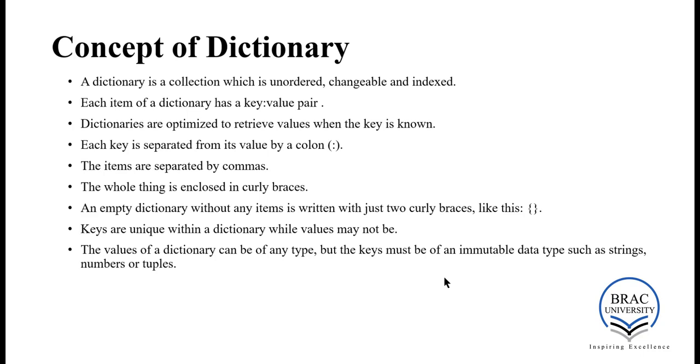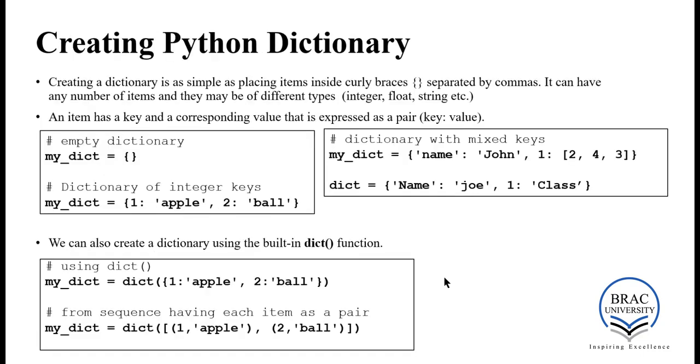So, let's talk about how to declare dictionary. Creating Python dictionary. Creating a dictionary is as simple as placing items inside curly braces separated by commas. It can have any number of items and they may be different types. Just like first item can be string and second item can be float, third item can be integer number. So there is no restriction for this. So I have given you some examples here. First one is for empty dictionary.